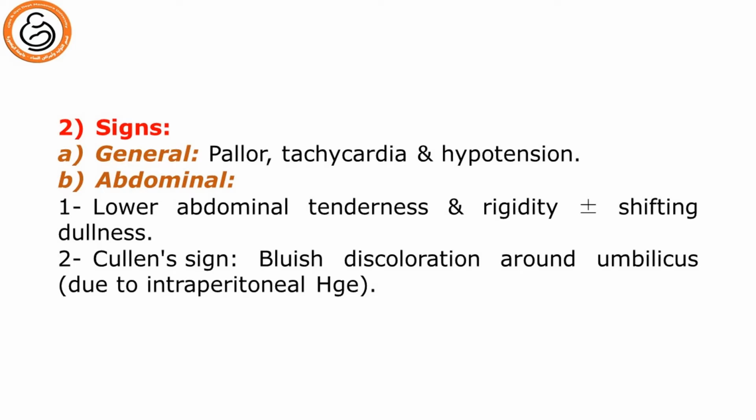For signs, generally we will have pallor, tachycardia, and hypotension, signs of hypovolemic shock. Abdominally, we have lower abdominal tenderness and rigidity, plus or minus shifting dullness upon percussion of the abdomen. We have Cullen's sign, bluish discoloration around the umbilicus due to intraperitoneal hemorrhage.